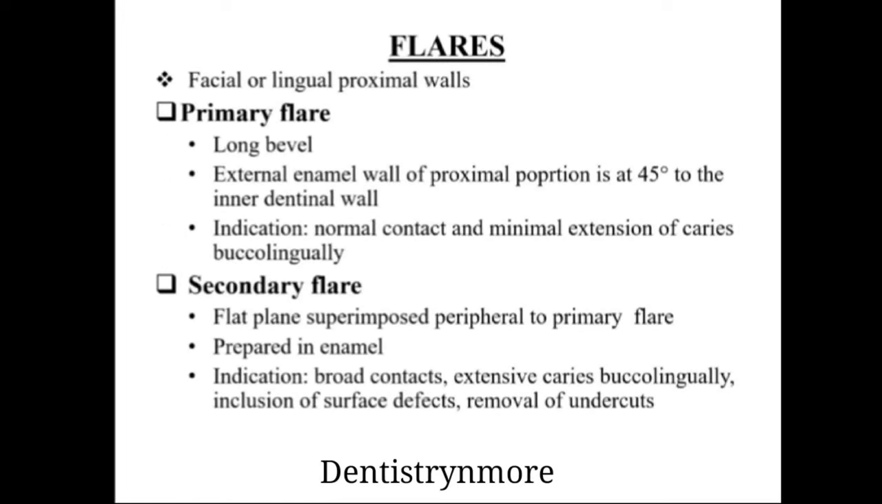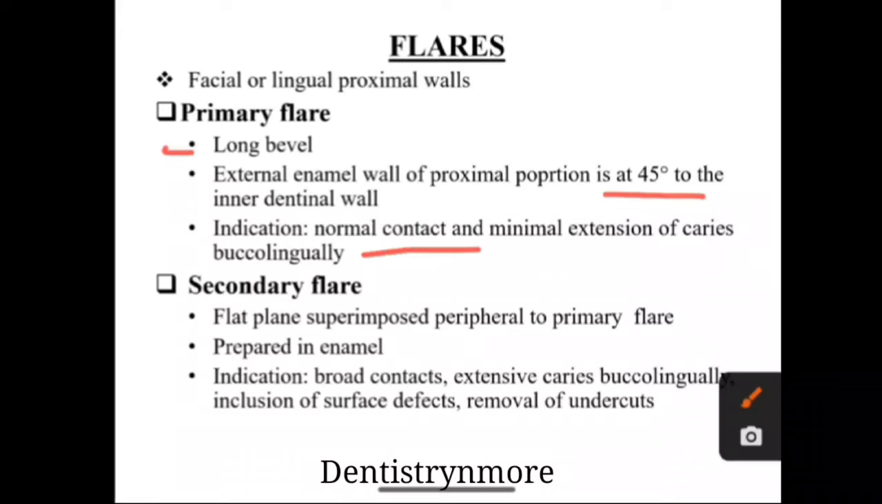Next one is flare, that includes both the primary as well as the secondary flares. In case of primary, it's a long bevel on the external enamel walls of the proximal portion, that is 45 degrees to the internal dentinal walls, and the indication is normal contact and minimal extension of caries.